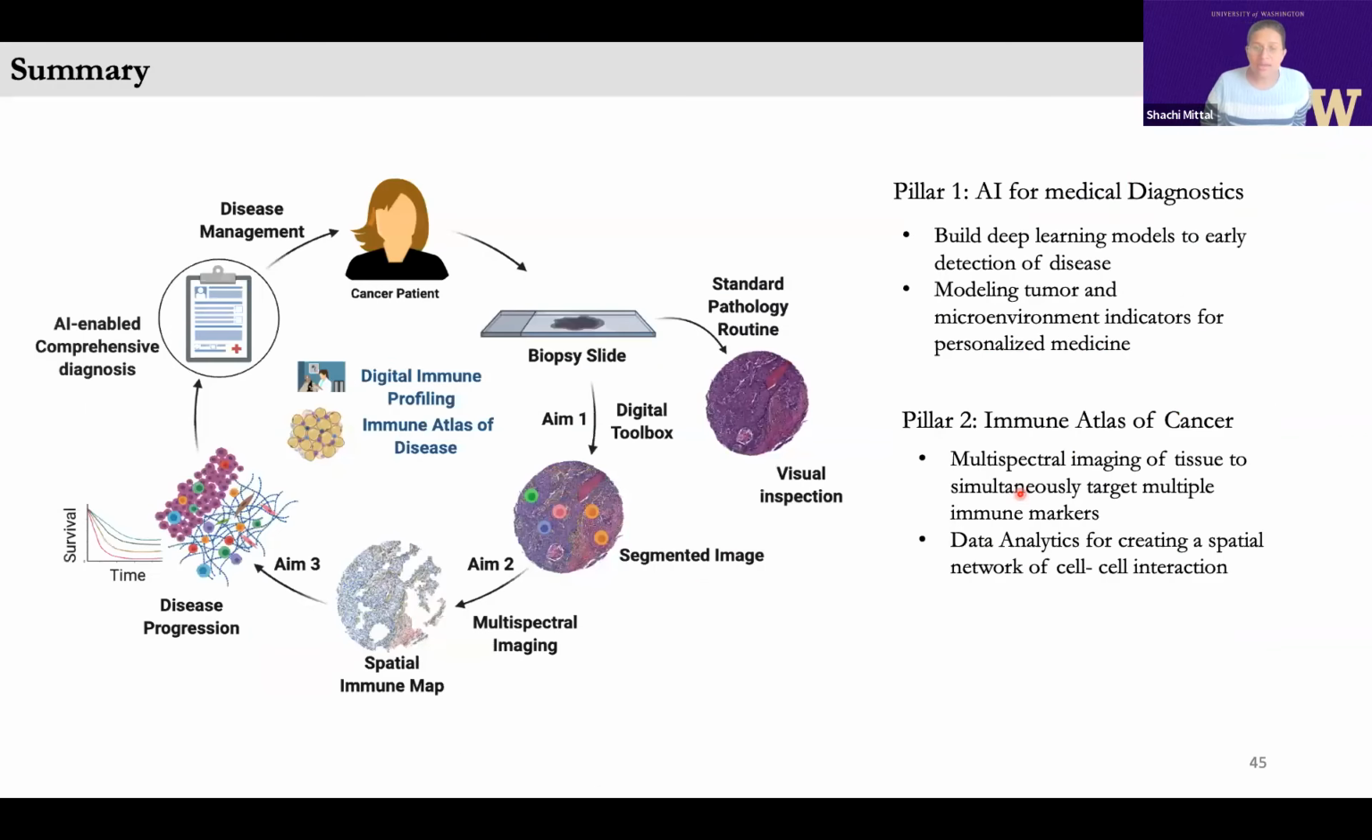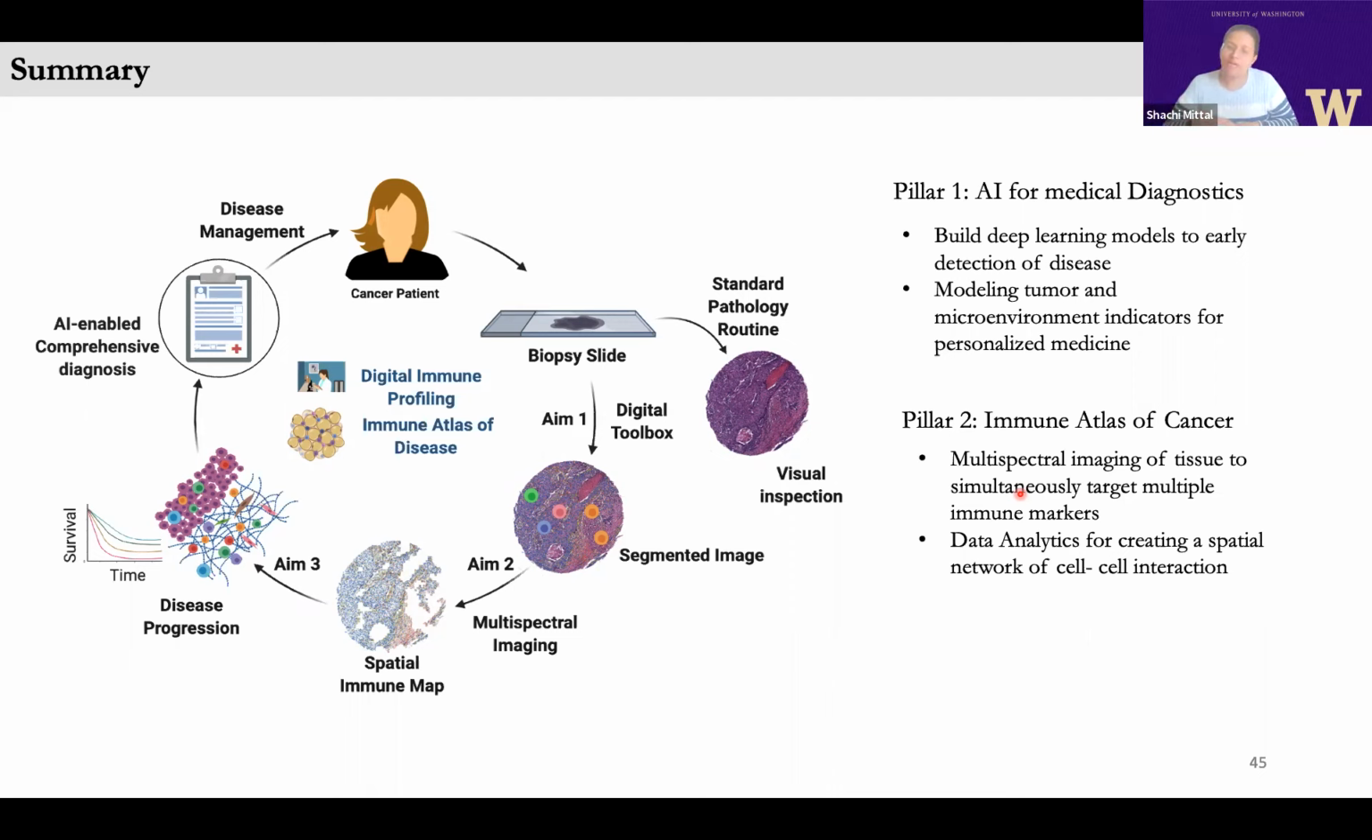So to summarize, what I've presented here are 2 pillars of the research in my lab. One is building artificial intelligence models for medical diagnostics, where we are building deep learning models to identify tumor and microenvironment. Our focus right now is breast cancer, and one of our works involves kidney disease, but a lot of the pipelines that we develop in the lab are transferable to other diseases.